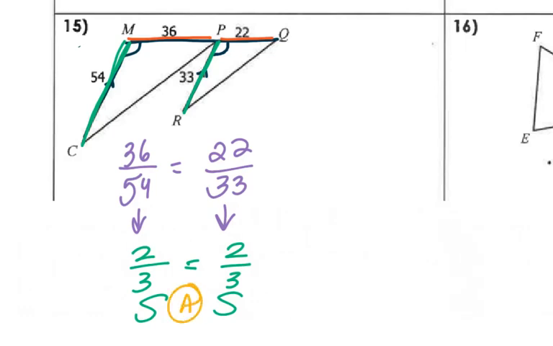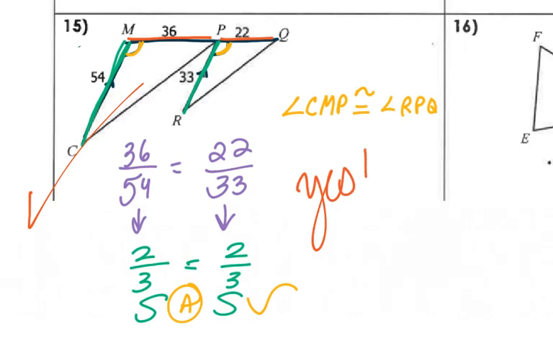We just want to find out about our angle, the included angle, which we already marked up as those corresponding angles. We have that angle CMP is congruent to angle RPQ. So now that we have the included angle, we can in fact say that these two triangles are similar. And we're good to go.